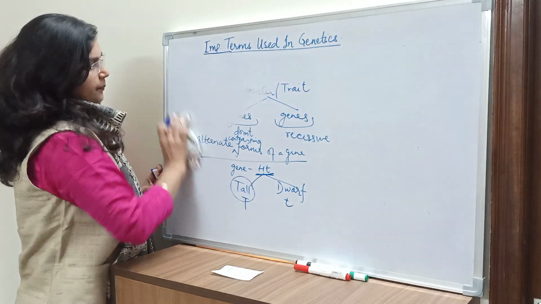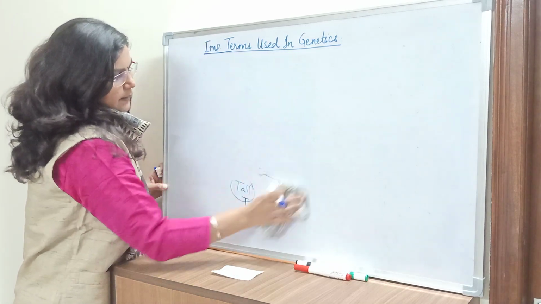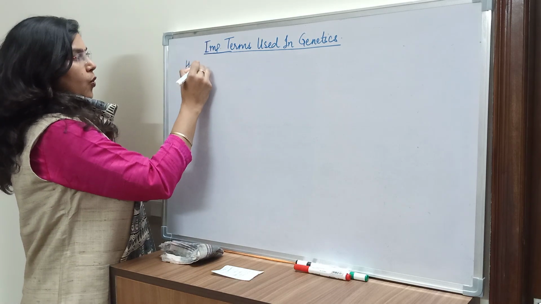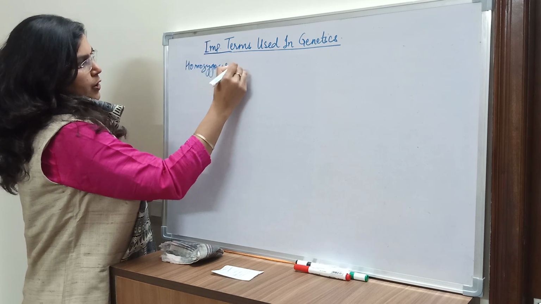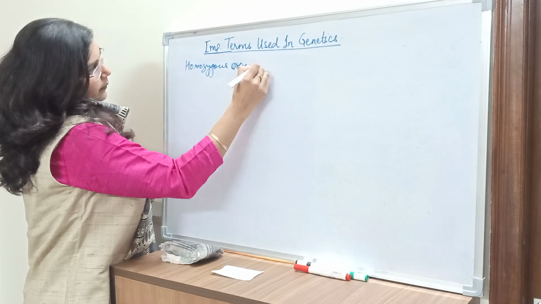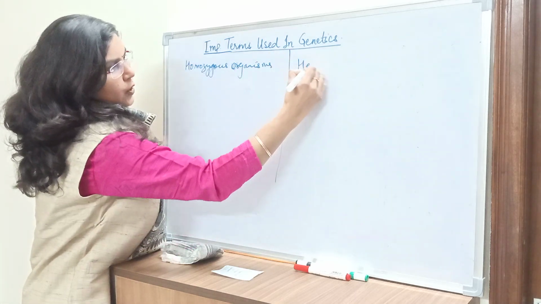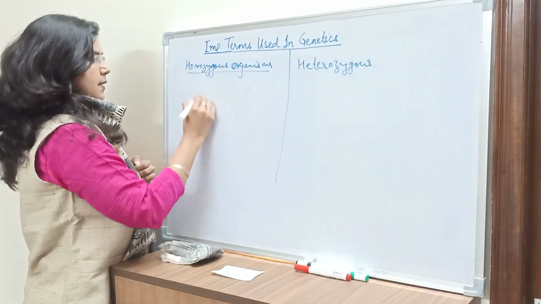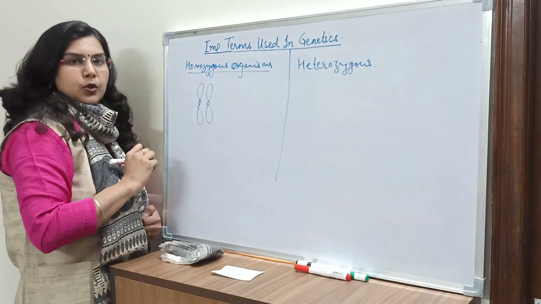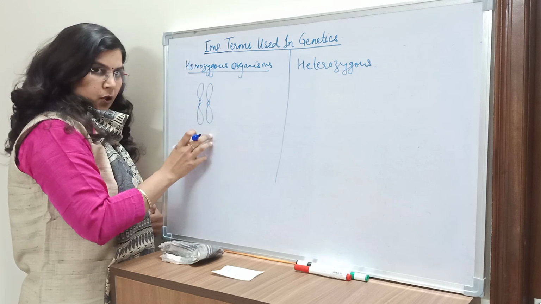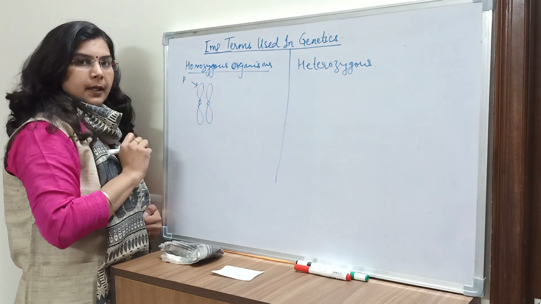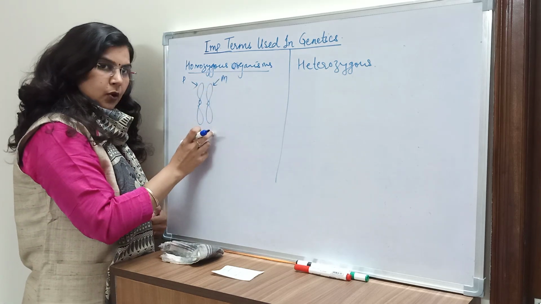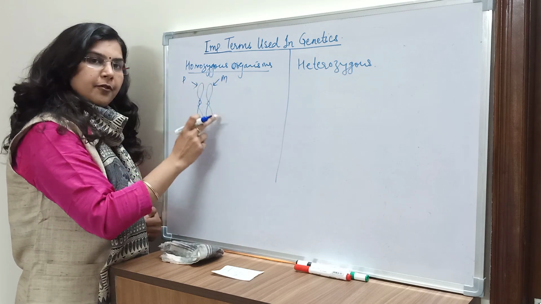Next term is the locus, or I take homozygous individuals, organisms, and heterozygous organisms. Okay. Suppose I have a pair of homologous chromosomes. Now what are homologous chromosomes? The same chromosomes, a copy that you inherit from the paternal parent and another copy which you get from the maternal parent. So they are the same chromosomes, one derived from the father, the other derived from the mother.